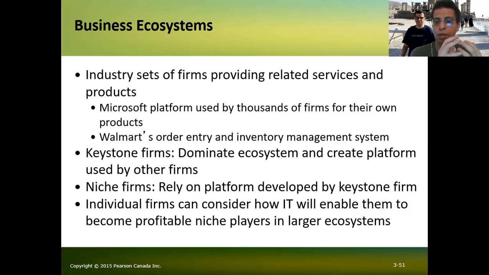Microsoft in technology does the same thing. You use their platform to develop your apps on it. Google is in this field too, and when you talk about web stores, all the apps are developed by third parties and put on the web stores utilizing the Google platform. So we have something called keystone firms, which dominate the ecosystem and create the platform used by other firms. Then you have the niche firms that rely on the platform developed by the keystone, like the companies that provide the small apps on web stores. And then individual firms can consider how IT enables them to become more profitable niche players in the larger ecosystem.